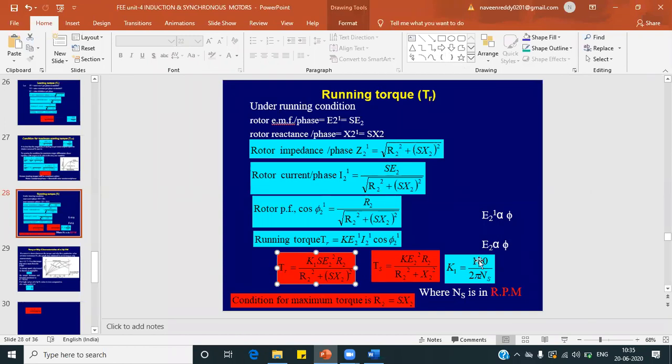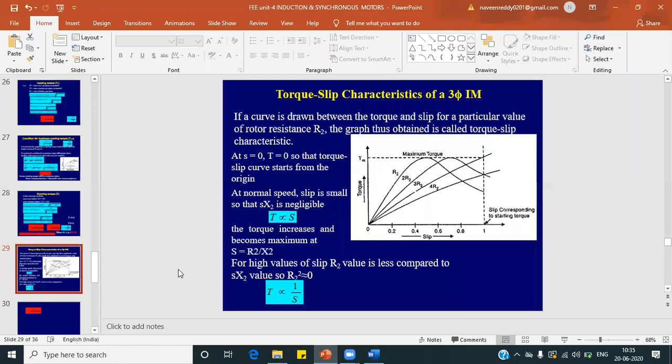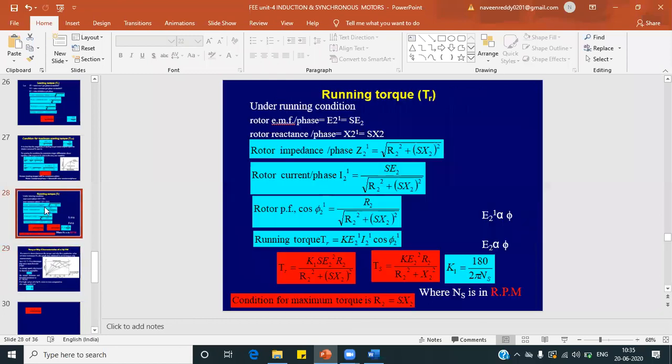So that's all for today's class. Tomorrow I will discuss the torque slip characteristics. Today at any time the battery may go out, so for 4 to 5 minutes you could ask me whatever doubts you have. I will be available for 5 minutes. You could ask me the doubts in the chat box, otherwise you could leave the session, right?